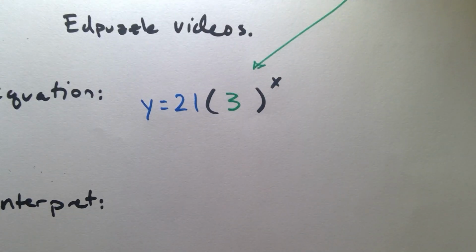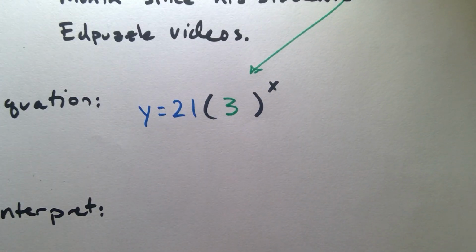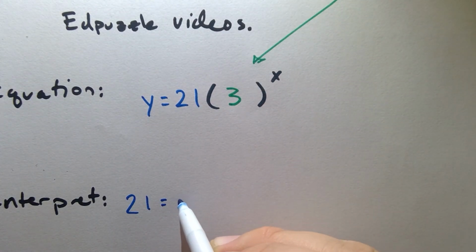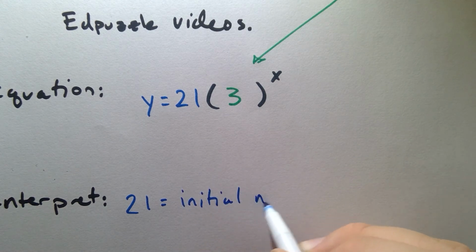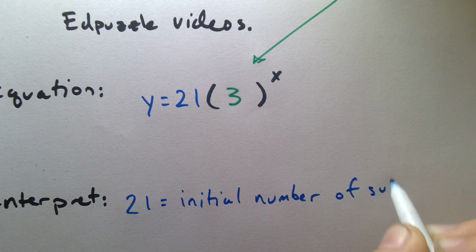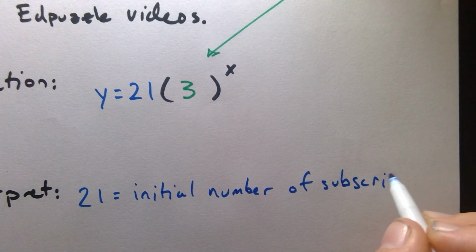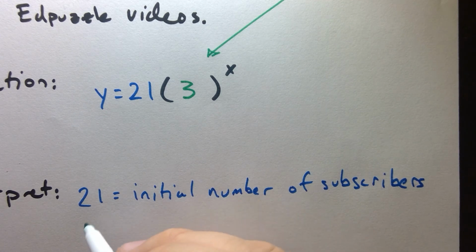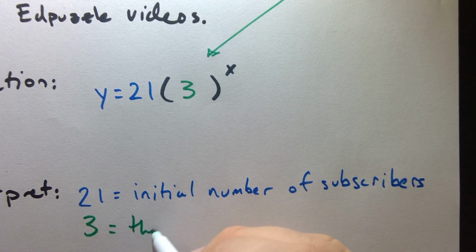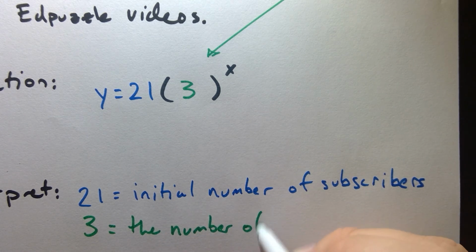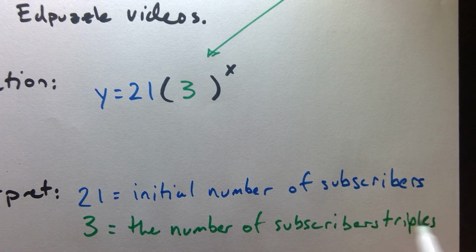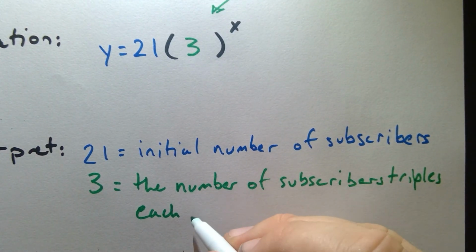So if we interpret each of the components of our equation, 21 is the initial number of subscribers. Notice how in context we talk about that initial value. We say initial number of subscribers. We call it the initial value in math language. So it kind of goes together. And 3, the number of subscribers, triples each month.